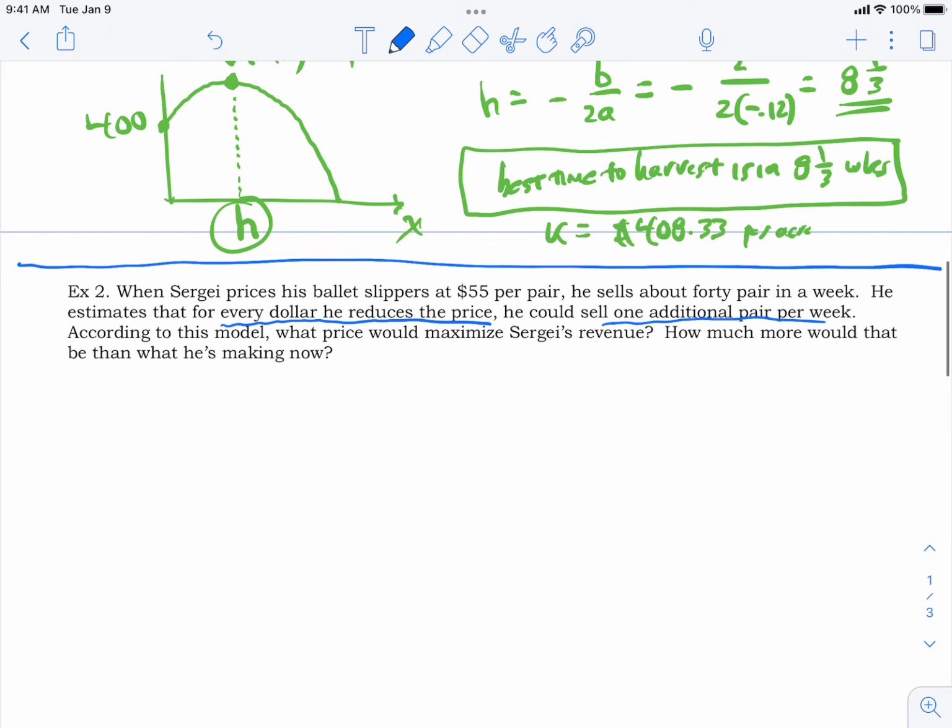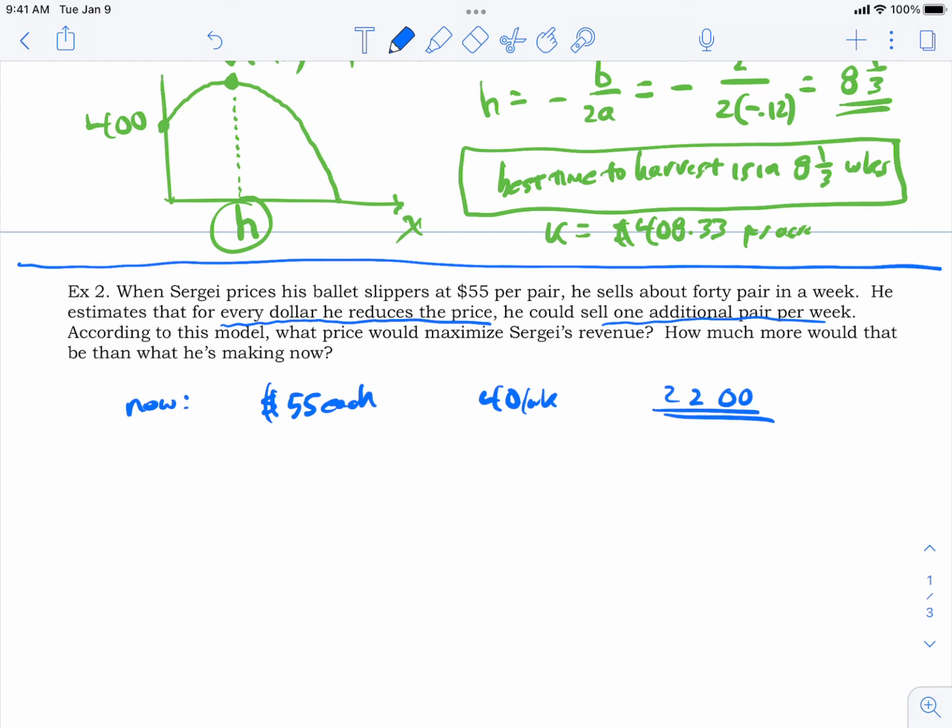So sometimes I just kind of like to write things out just to sort of help myself think it through and try to pick up the patterns and stuff. But anyway, right now, the price is $55 each. And he is selling 40 pair per week. 40 per week. And so 55 times 40 is, let's see, 22. Yeah, it's $2,200 that he's making every week.